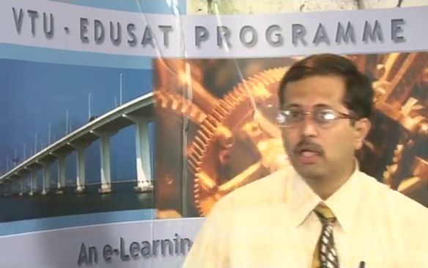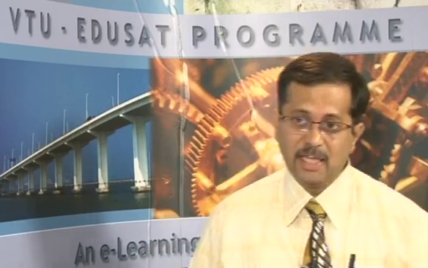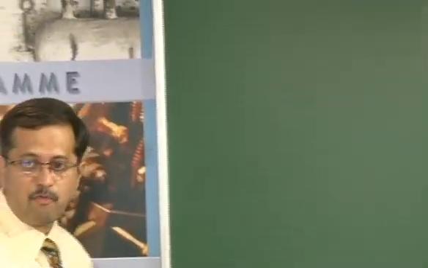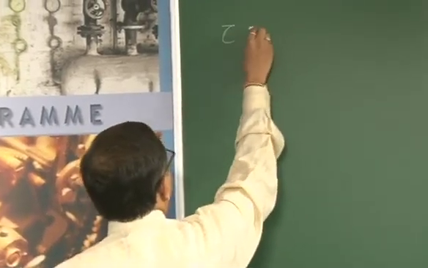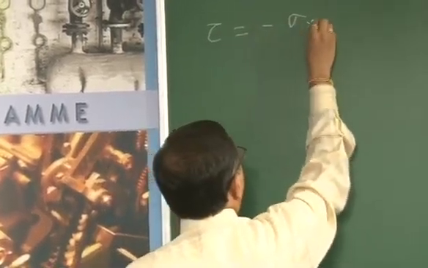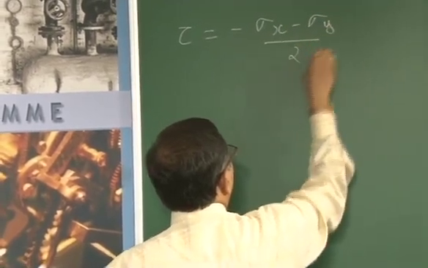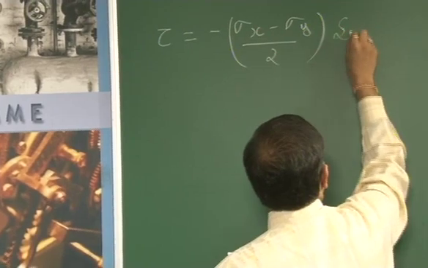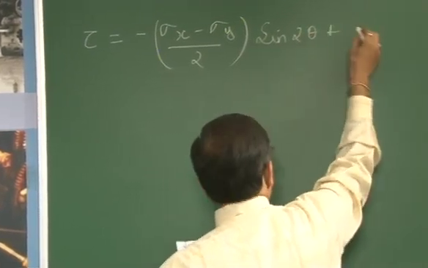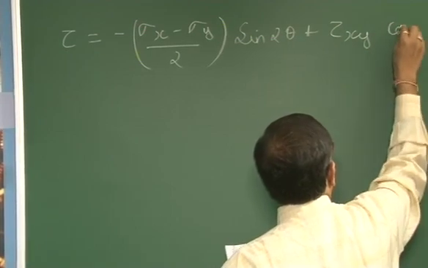Now when do we call the stress to be a principal stress? The stress acting on any plane is called a principal stress when the shearing stress acting on that plane is equal to 0. So let's see what we get when we take this up. If you remember, we had derived this expression for the shearing stress as tau equals minus (sigma x minus sigma y) by 2 into sine 2 theta plus tau xy cos 2 theta.